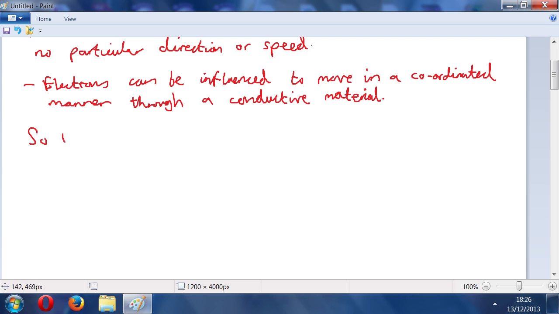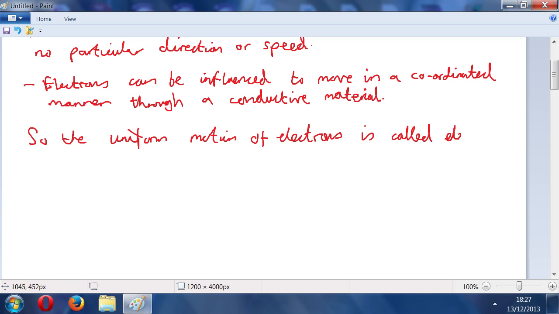So the uniform motion of electrons is called electricity, or electric current. This is when we start really thinking about electronics. Electric current. I can underline electricity as well, why not?